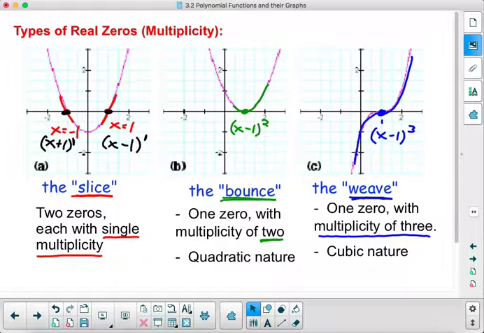So the slice is a single, you have a power of 1. The bounce, you have a power of 2, you have 2 of them there, and it makes the bounce. And the weave makes a little zigzag there. Now if you had, let's say, a multiplicity of 4, those start to look a lot like the bounce, actually. It takes on that characteristic. If I have a multiplicity of 5, so I have 5 at the same zero, those start to take on and look like the weave, and they kind of go back and forth, but you don't see a lot of those in textbooks that you have to deal with.